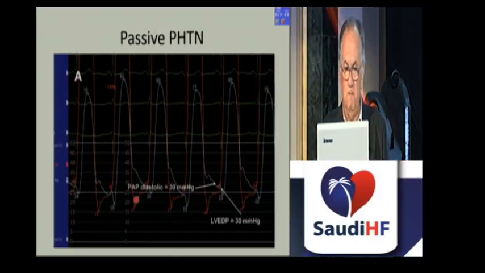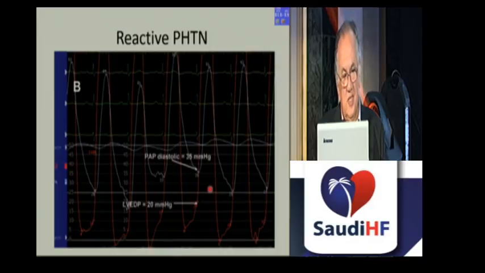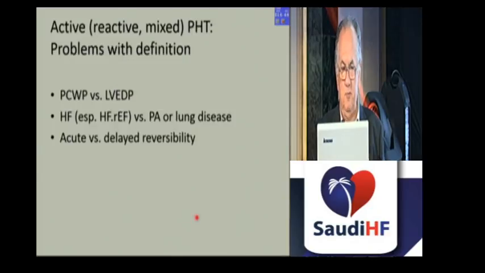selective agents. This is an example of passive pulmonary hypertension, where you can see that the pulmonary artery diastolic pressure and the left ventricular end diastolic pressure are not much different. On the other hand, this is reactive pulmonary hypertension, where you can clearly see this is the pulmonary artery pressure and this is the left ventricular end diastolic pressure. So-called active, reactive, mixed out of proportion pulmonary hypertension has, as we said, certain problems with definition.